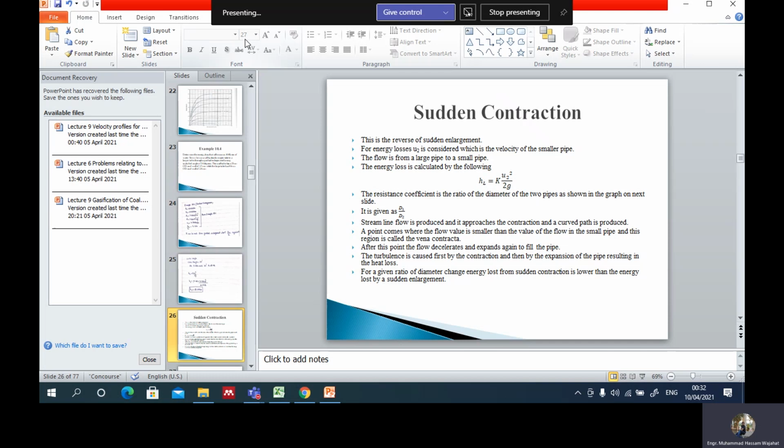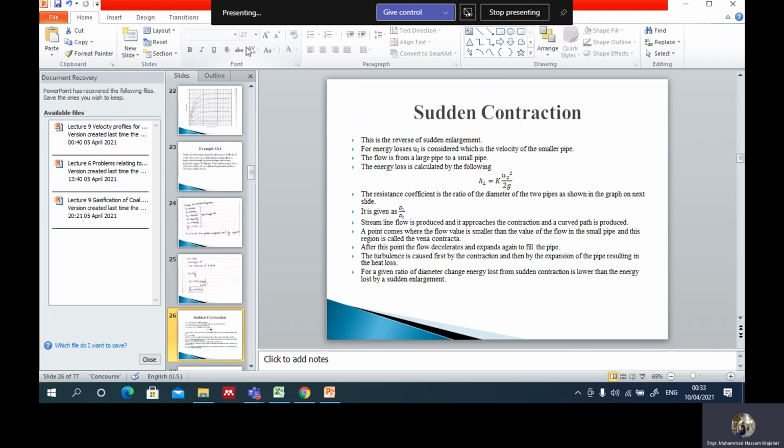which means that your large pipe is supposed to have D1, A1, and velocity U1. The smaller pipe has the diameter D2, area A2, velocity U2. Clearly you can see that HL in a contraction is K U2 square upon 2G. Enlargement में क्या हो रहा था? U1 square upon 2G. Contraction में क्या हो रहा है? U2 square upon 2G.